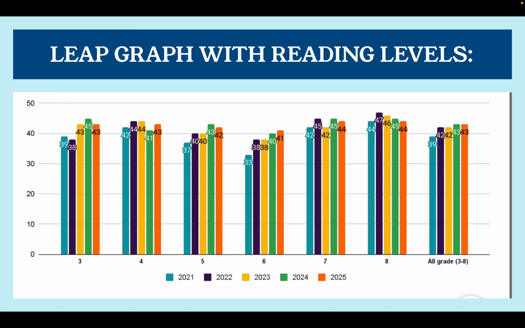Here's the LEAP graph with the reading levels. Right here you can see 5th grade, 2025. They're in the 40s and the test maxing out at 50. They're doing amazing. So they're reading on the level that they need to be when they're in 5th grade, essentially, at least in Louisiana.